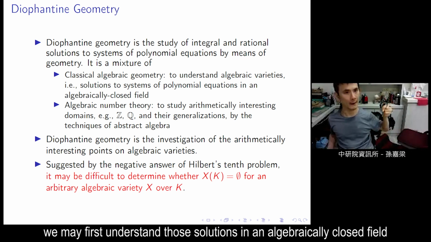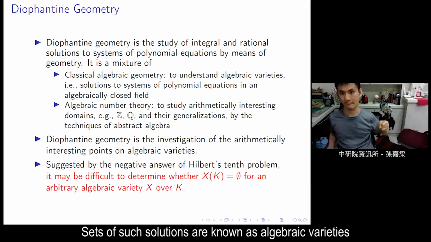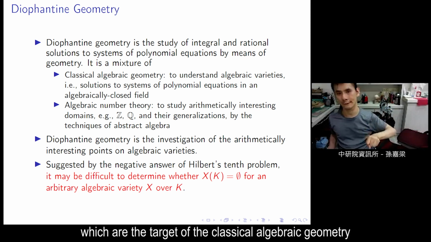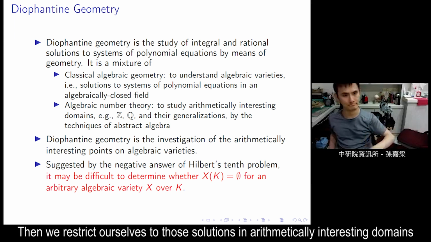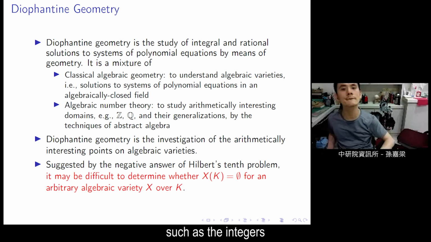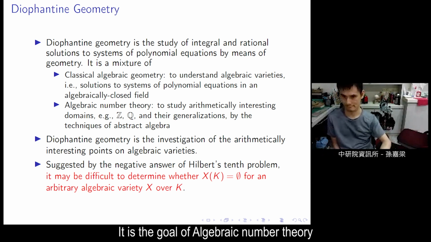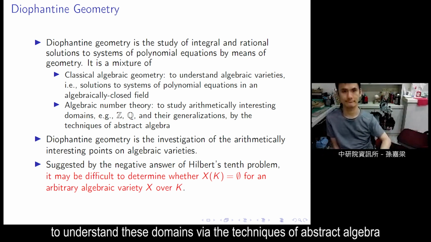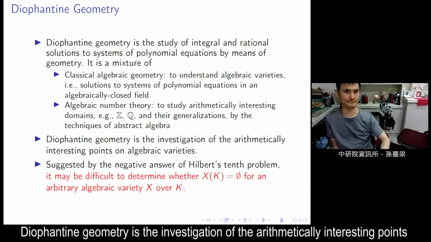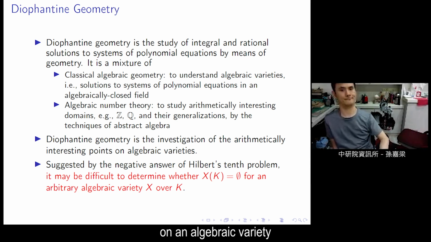More explicitly, we may first understand those solutions in an algebraically closed field. Sets of such solutions are known as algebraic varieties, which are the target of classical algebraic geometry. Then we restrict ourselves to those solutions in arithmetically interesting domains, such as the integers, rational numbers, and their generalizations. It is the goal of algebraic number theory to understand these domains via the techniques of abstract algebra. In other words, Diophantine geometry is the investigation of the arithmetically interesting points on an algebraic variety.